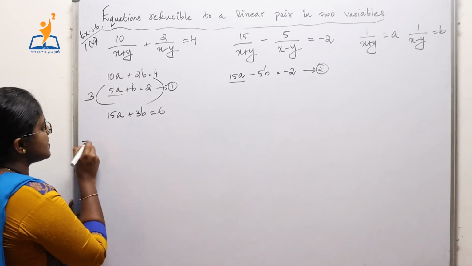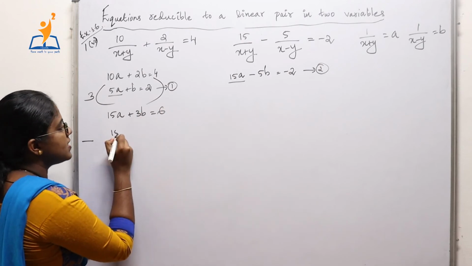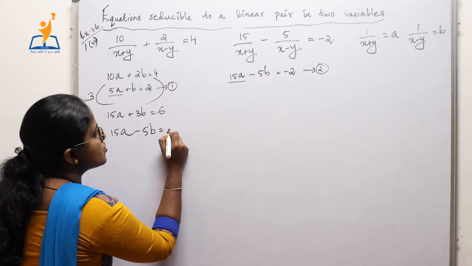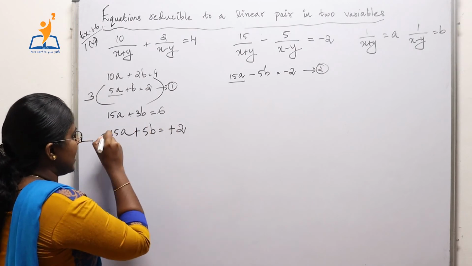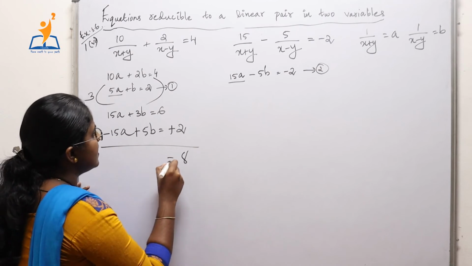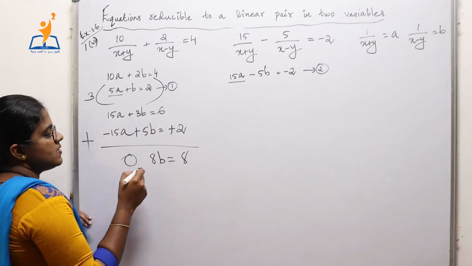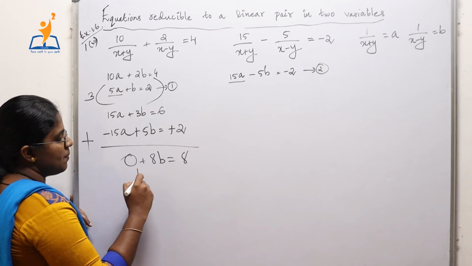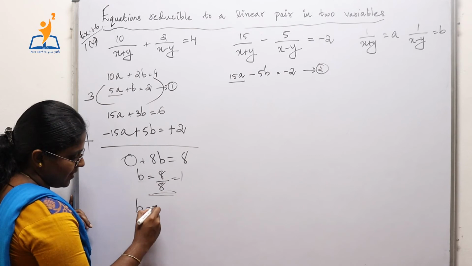So now we are going to subtract these equations. So we have 15a plus 3b is equal to 6. Now we are going to write this equation, that is 15a minus 5b is equal to minus 2. In order to subtract, we are going to change the signs and then add these equations. So 6 plus 2 is 8, again 3b plus 5b is 8b, and 15a minus 15a is 0. So plus 8b is equal to 8. Therefore we get b is equal to 8 by 8, that is 1. So we got b is equal to 1.